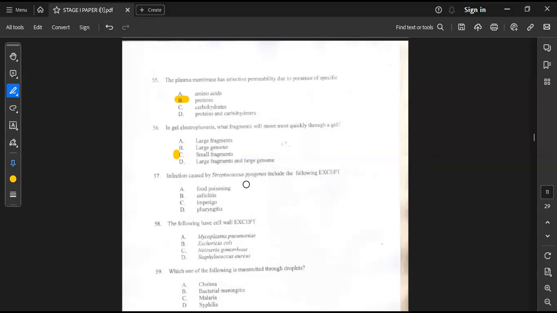Infections caused by Streptococcus pyogenes include the following except: food poisoning, cellulitis, impetigo, and pharyngitis. Food poisoning. It's caused by E. coli. Yeah, mostly I think it's E. coli that causes it.